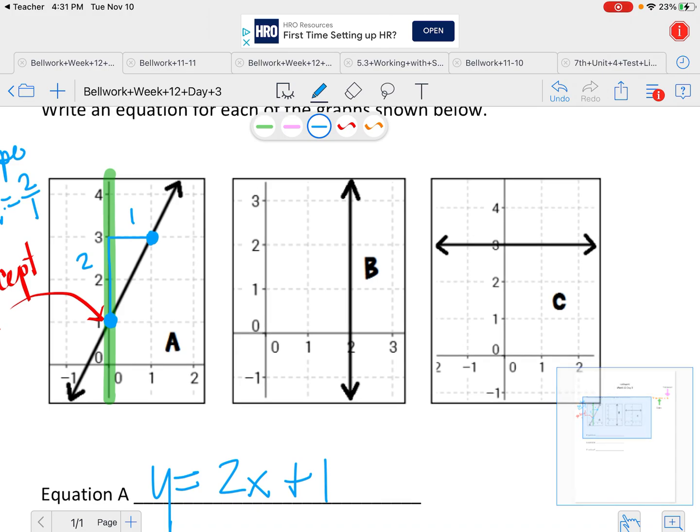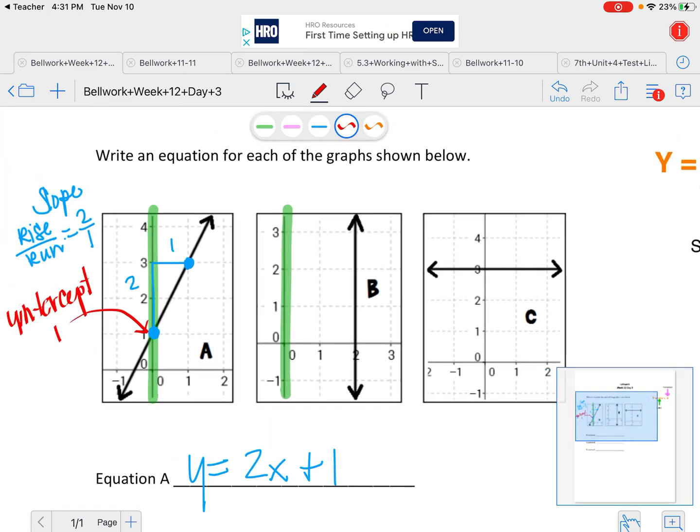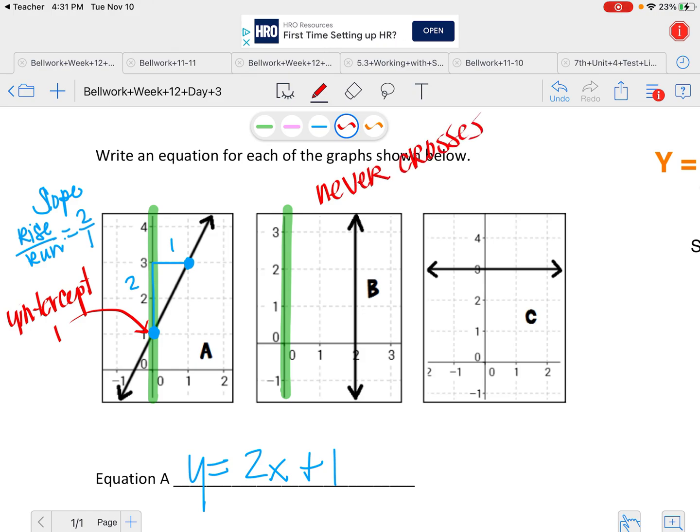Then the next graph, the y-axis is right here. This line never touches it, so there is no y-intercept. This graph never crosses the y-axis, so I'm not going to say 0. I just won't have one. Then if I pick 2 points along the line, this is a vertical line. It only crosses the x-axis.